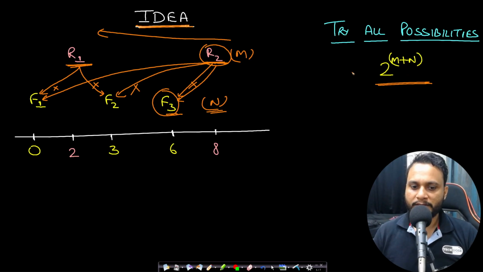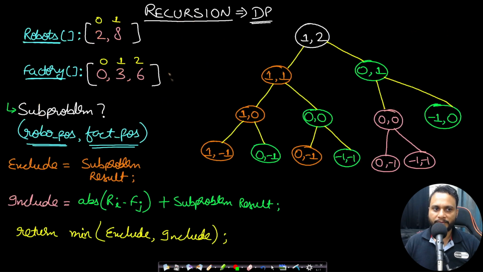Now let's see how this idea works with recursion. Now I will take the problem where I am given the robots and we have 2 robots with positions marked as 2, 8, and I will take the factory array where I have 3 factories, which I have taken in ascending order, because I will be sorting it anyway. So I have the factories at 0, 3 and 6, right?